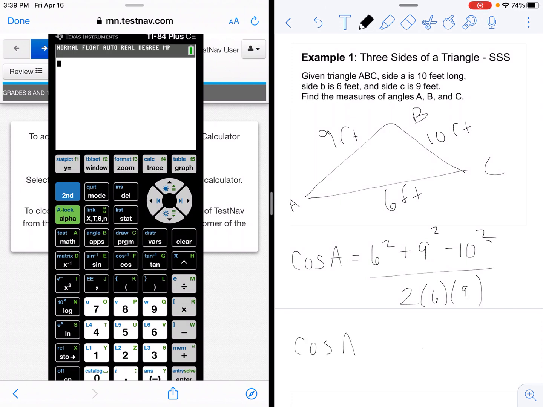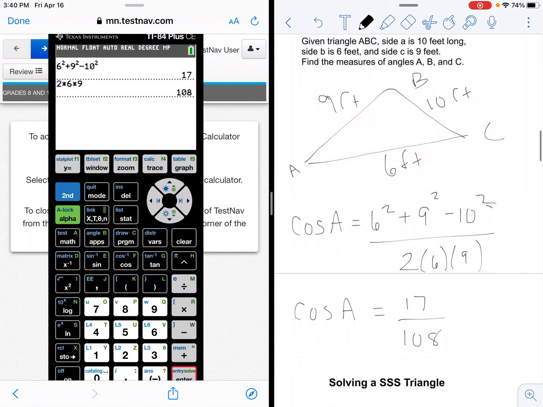Cosine of A equals, and now I'm going to use my calculator. I'm just going to do 6 squared plus 9 squared minus 10 squared, and 2 times 6 times 9. To get A alone, I'm going to do inverse cosine. It's a good time to check to make sure you are in degrees. And we get 80.9 degrees.